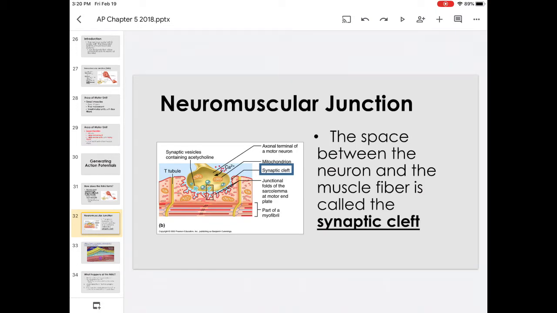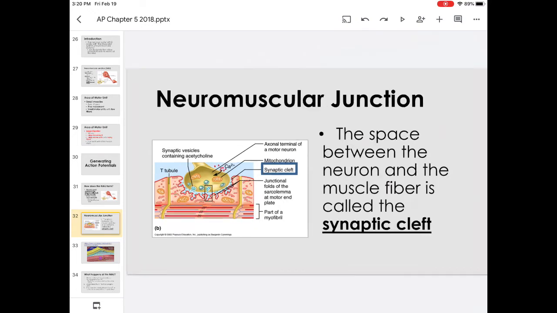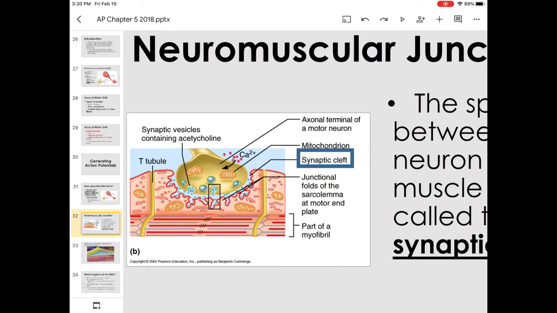So, neuromuscular junction. What happens here? Well, first of all, the neuromuscular junction, like I said, is a space that you have between the neuron itself and the muscle fiber that it's connecting to. And this space has a specific name. This space is called the synaptic cleft. So within the neuromuscular junction, you have this synaptic cleft.